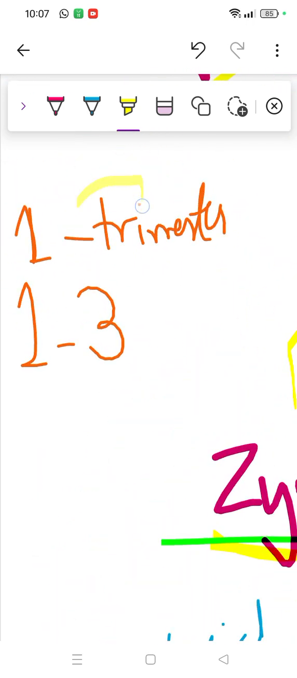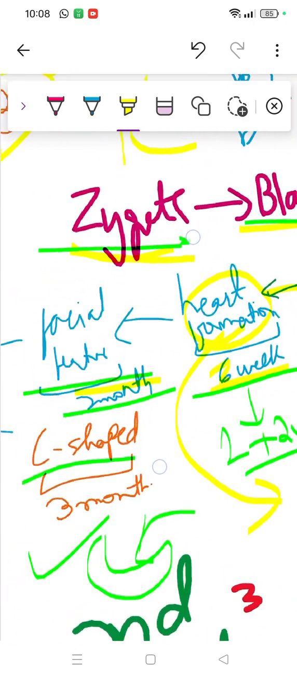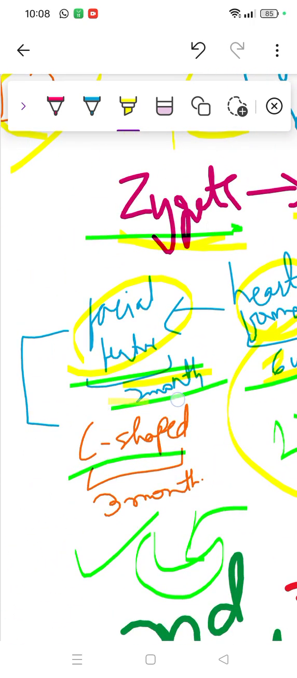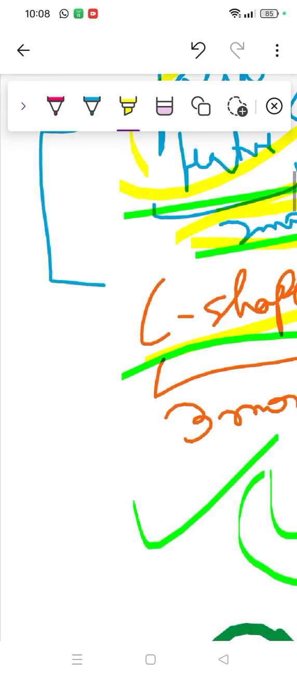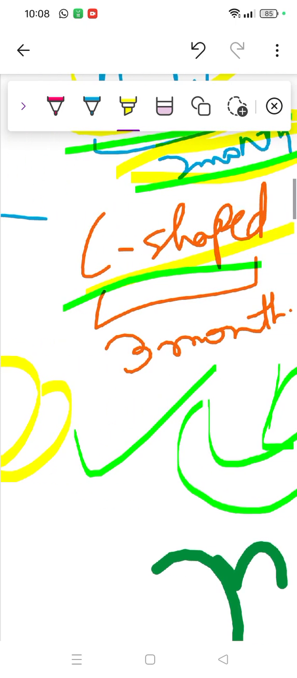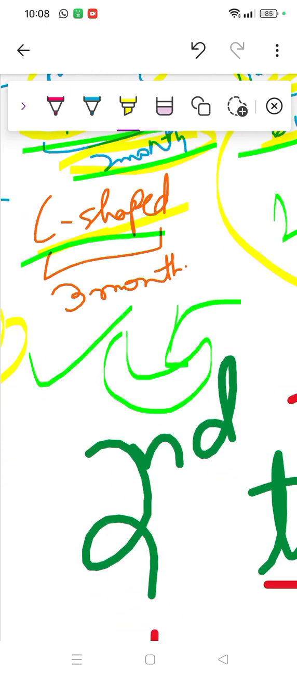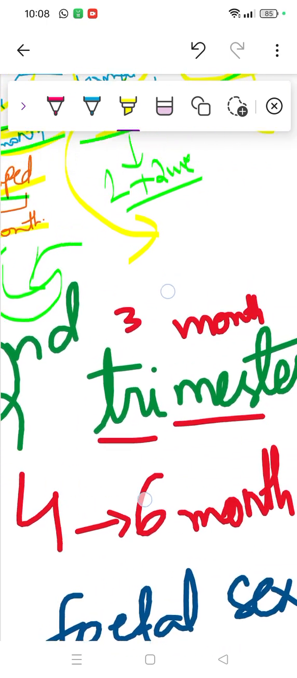Tri means 3, mester means months. So 1 to 3 months are called the first trimester. Here there will be facial features, which will also form during the second month. Then C-shaped is when the embryo, when the zygote gives a proper shape, and literally now we can say yes, that's a child, a human being. Then the C-shape is formed during the third month. I hope it's clear.